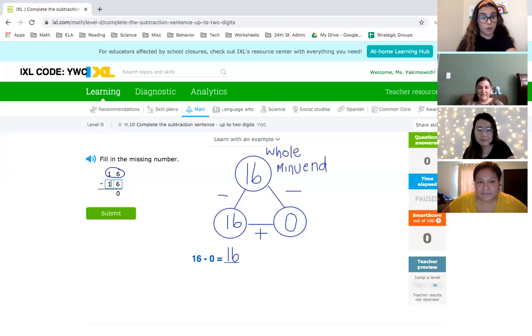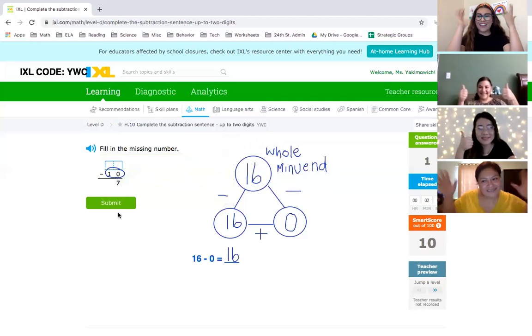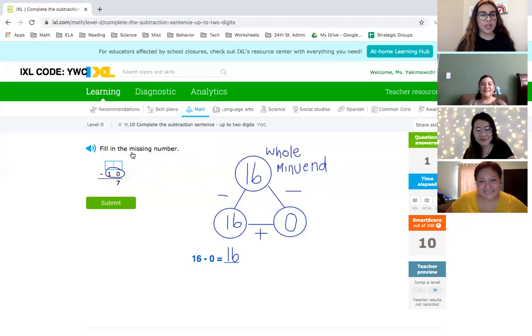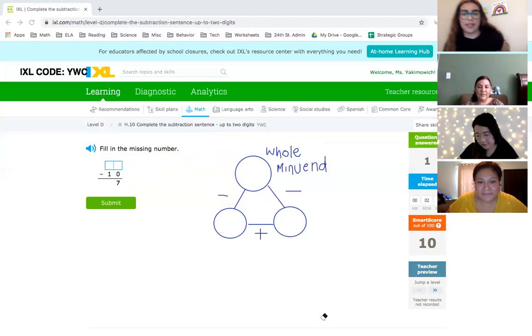It's a 6 and a 1, and then submit. Yay! We got the answer correct. So let's use this strategy again. So I'm going to erase here what we have, and I'm going to keep my number bond. And let's try this out again.